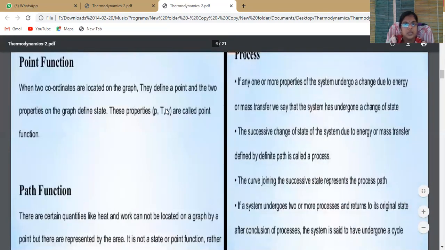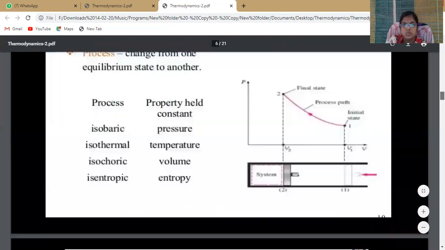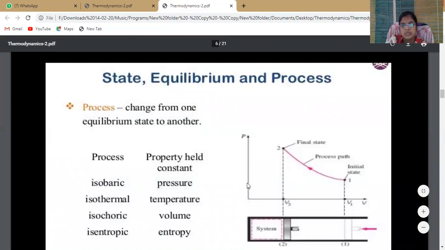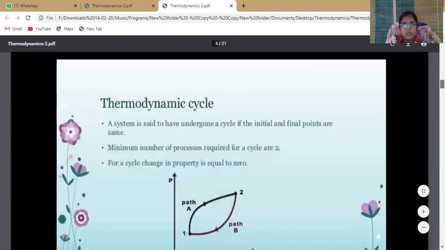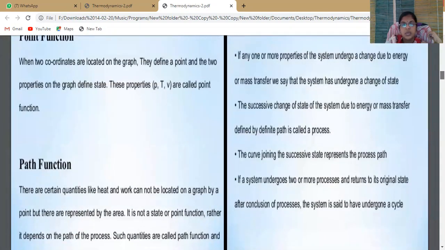And next, path and point function. What is a point function? When two coordinates are located on the graph, they define a point, and the two properties on the graph define the state. These properties P, T, V are called point functions. I will show you. What is a coordinate? Here is the y-axis, here the x-axis. On the x-axis we consider volume and on the y-axis we consider pressure. Initially, state 1 has property V1 and property P1, so we consider it like a point. Depending upon the coordinates on the graph, we consider it as a point, and that we call a point function.